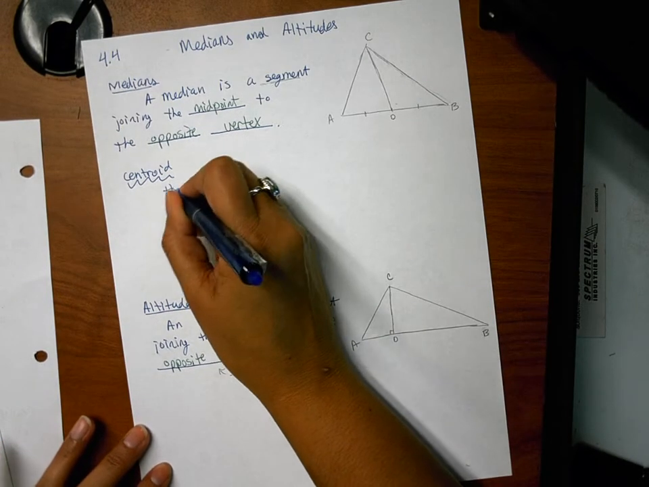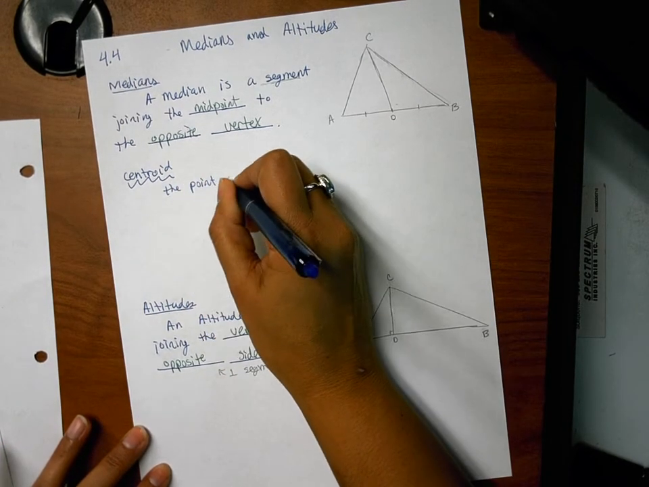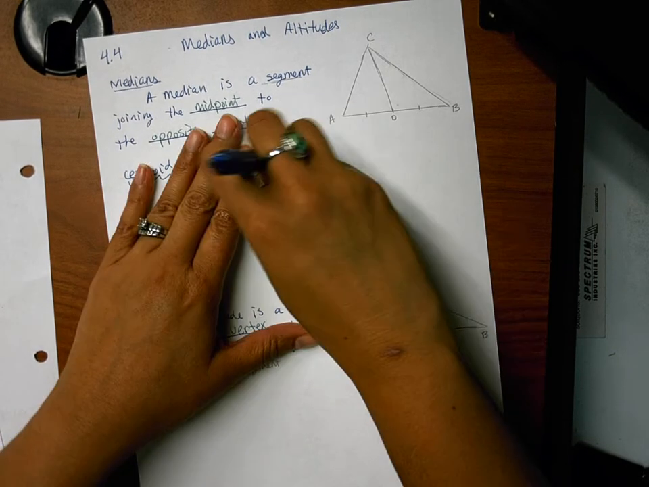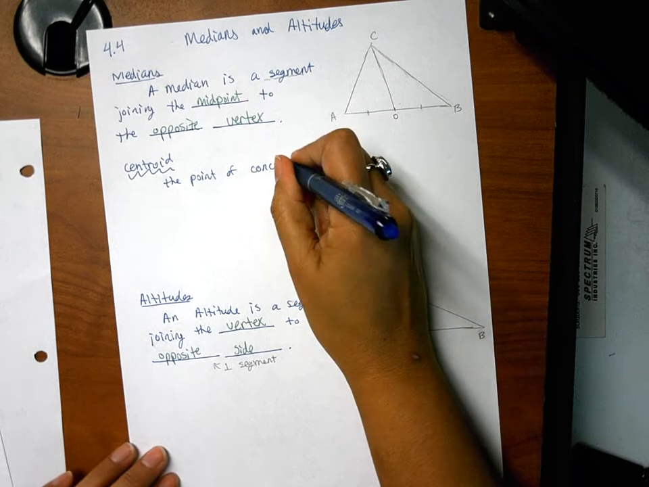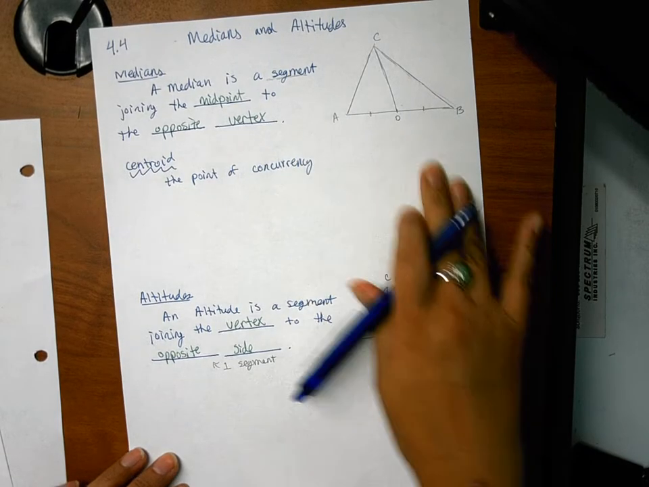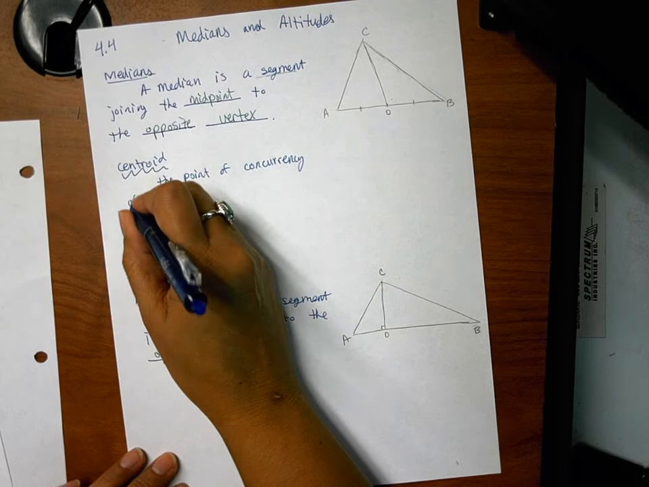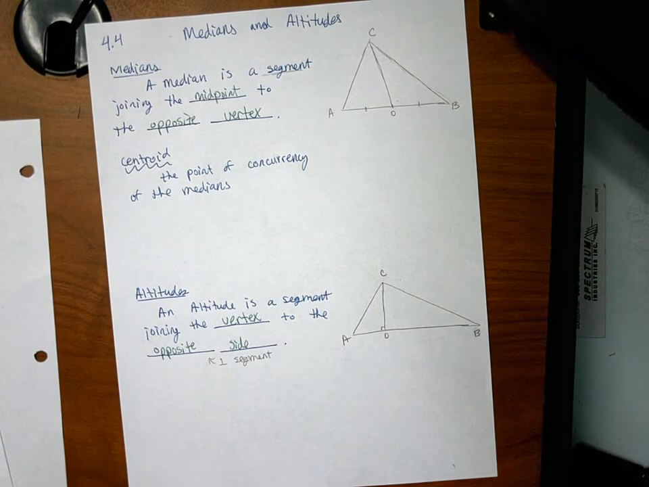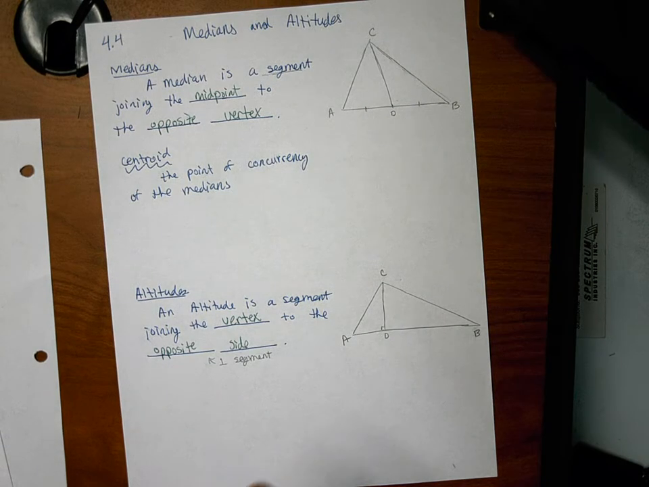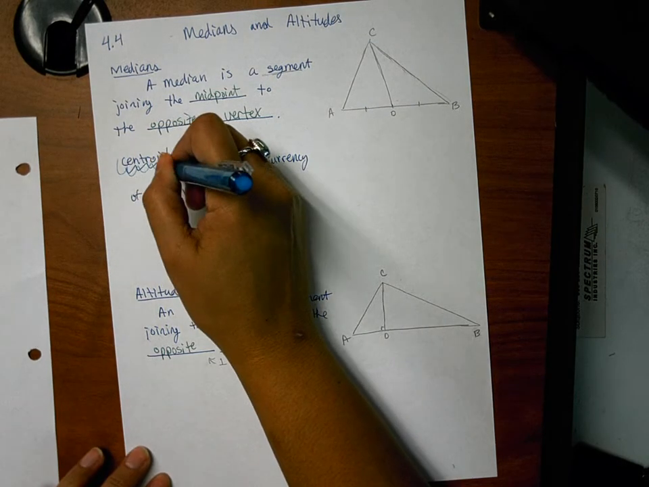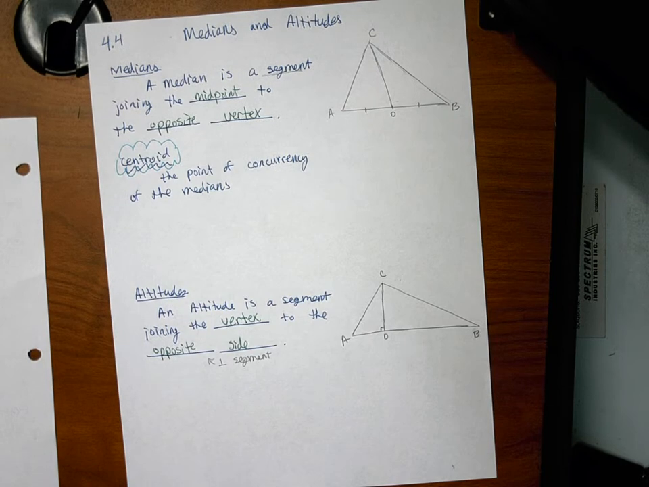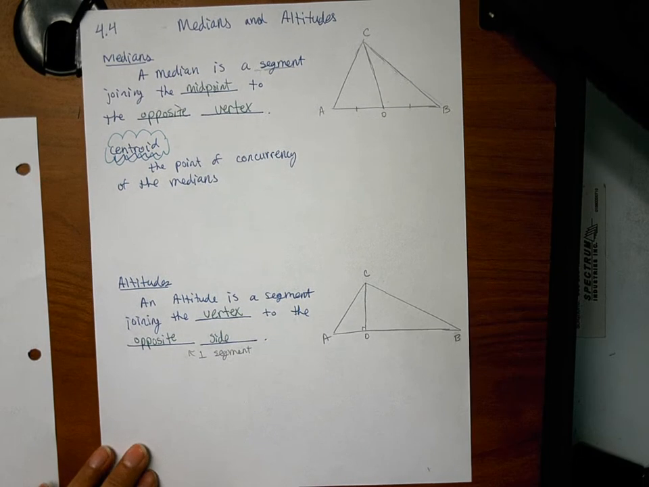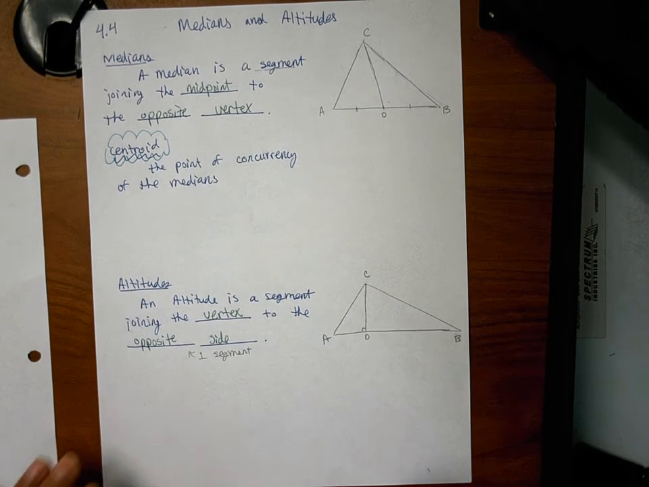All right, centroid, and we're going to add another definition down here as well. Centroid is the point of concurrency. We've had that a few times. The point of concurrency. I'm going to draw the image there of the medians. And you will have questions where you need to know what the centroid is, what it refers to, or what it looks like. The point of concurrency of the medians.